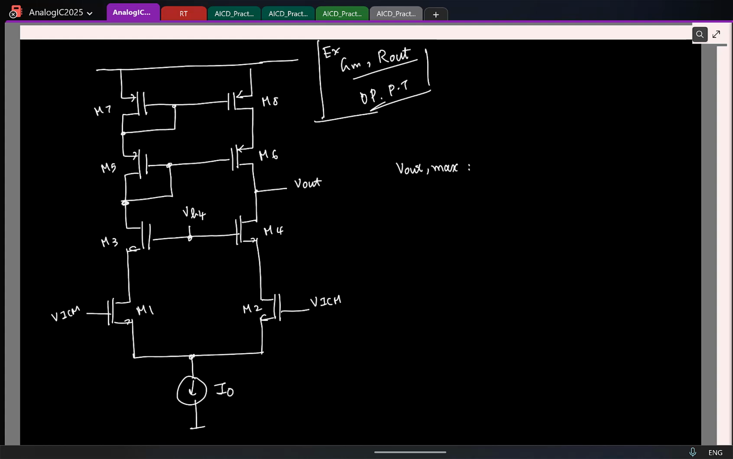So again, the idea is the same. If I keep increasing Vout, which transistor can go out of saturation here? The drain voltage of the PMOS transistor is increasing, so that can go out of saturation. So what is the maximum the drain can go with respect to the gate voltage? If I call this, let us say, VG6, VG6 plus mod VTH6. So let's find out what VG6 is. First of all, tell me what is this voltage?